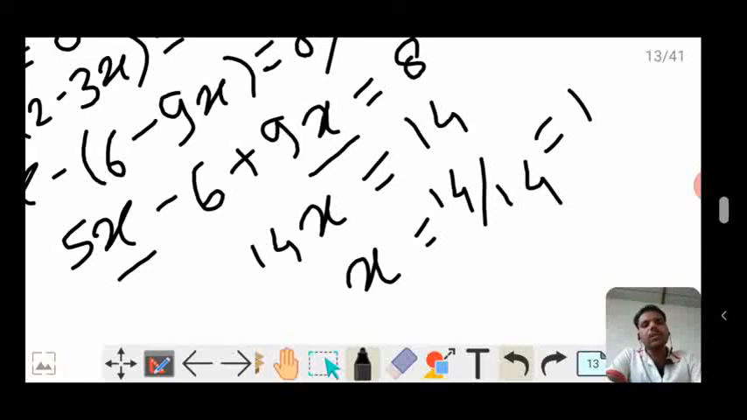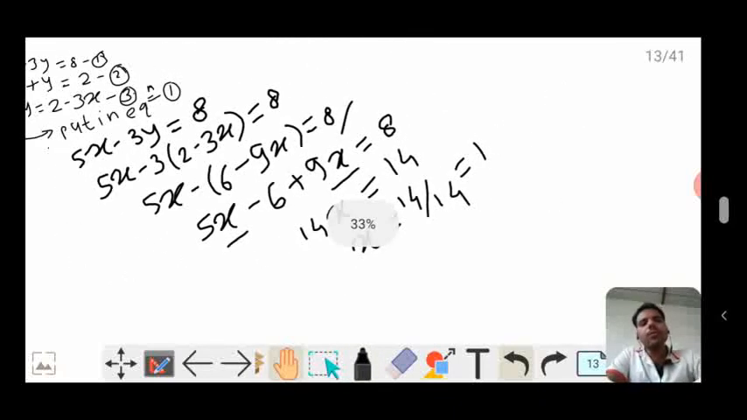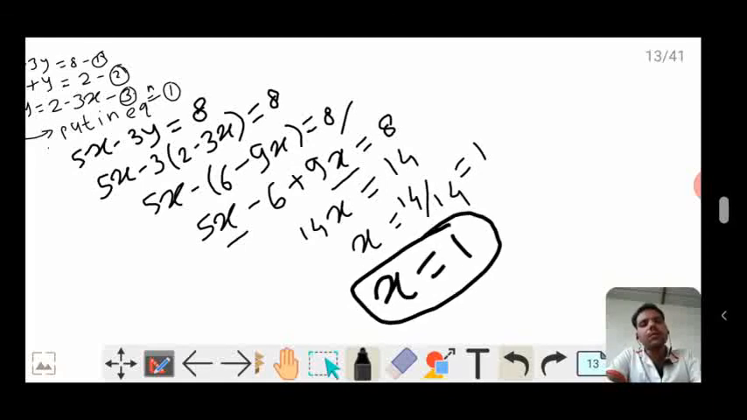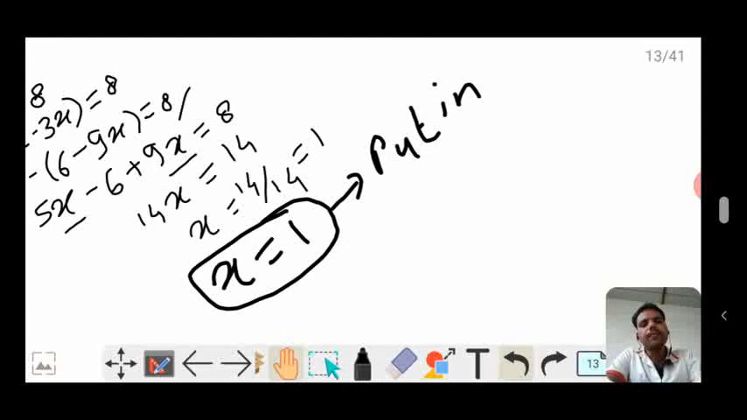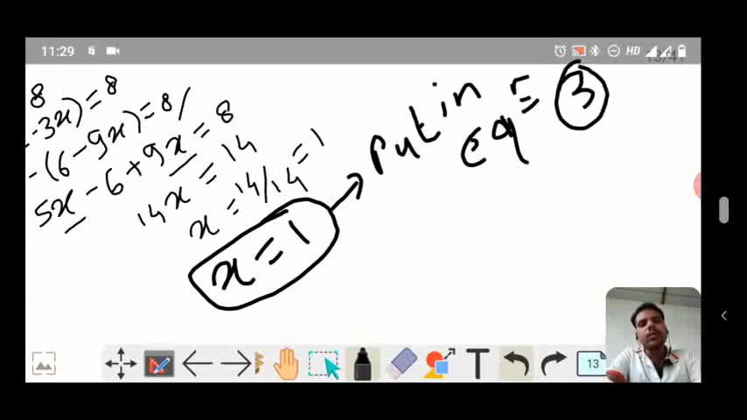So to get the value of variable y, we will put this value of x is equal to 1 in our third equation. So x is equal to 1, put in equation 3. So we get the value of y.